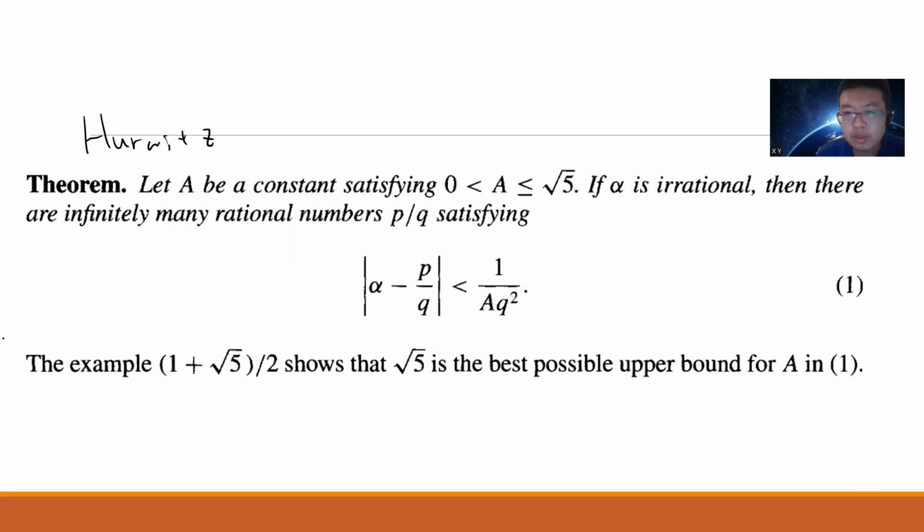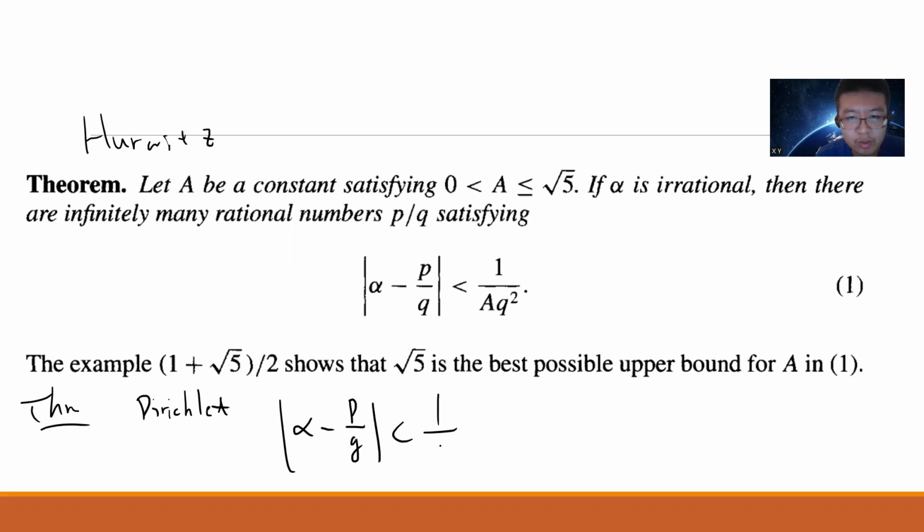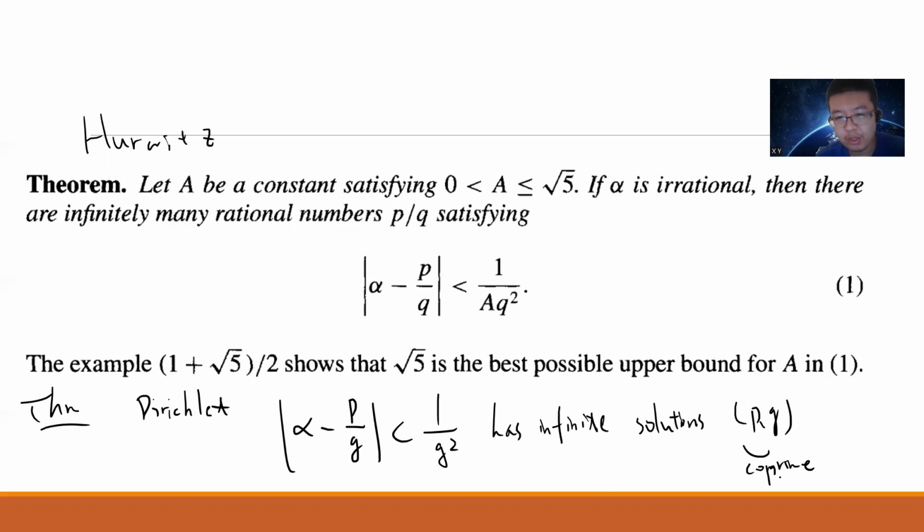Okay, so remember there's a theorem called Dirichlet's theorem. Dirichlet's theorem tells you that |alpha - p/q| < 1 / q squared has infinitely many solutions p, q, where they should be coprime. Otherwise, it is trivial. Yes, they should be coprime, and there are infinitely many solutions.